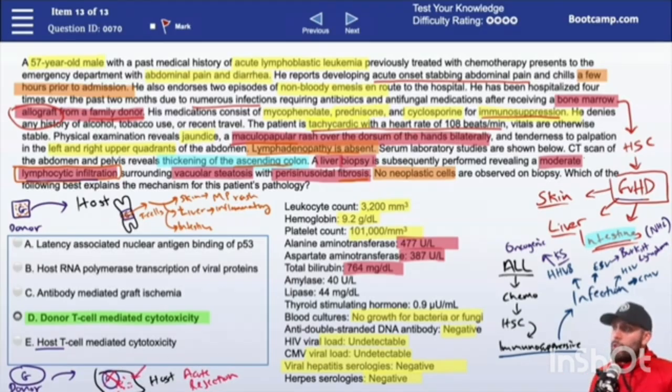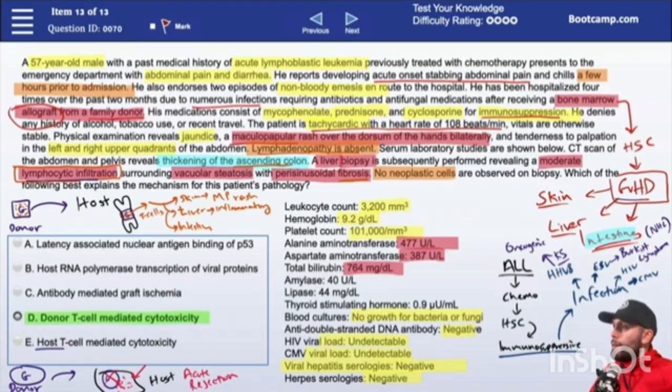And again, in this situation, we have a bone marrow transplant, which automatically calls my attention to graft versus host disease. And then the fact that we have all the classic presenting signs would make this a better explanation in terms of a donor T cell mediated cytotoxicity versus the standard kind of transplant rejection we would see with the host T cell mediated cytotoxicity.